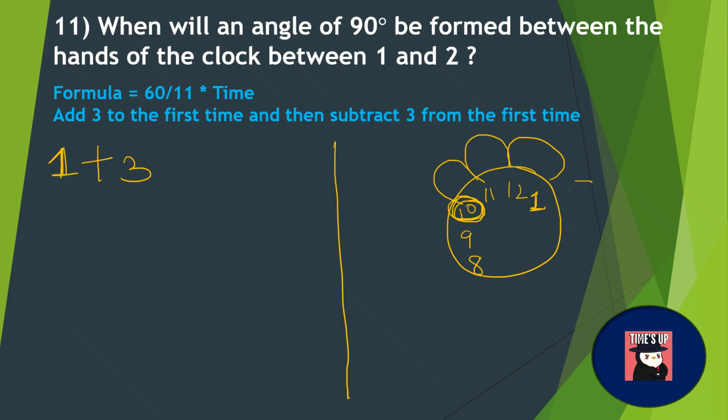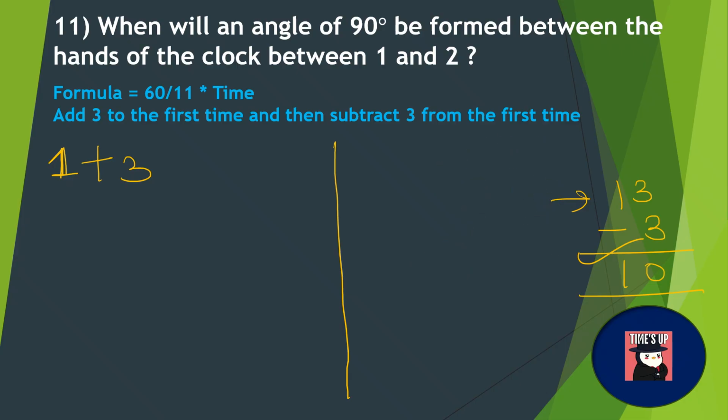Otherwise, other thing can be 1 means also 13. Correct? 13 minus 3 you need to do, which will give you 10. Either this way you can use or this way you can use. Correct? So 10 you need to substitute. I hope you understood.